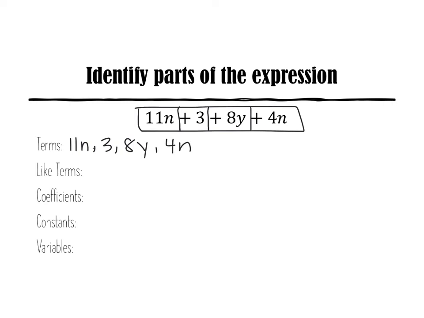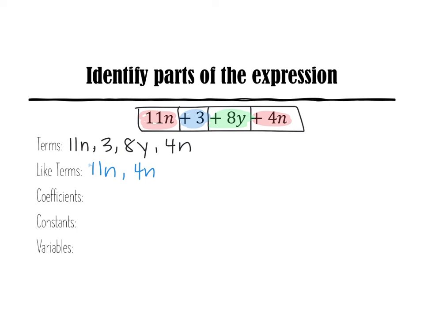For my like terms, remember they have to have the same letter or no letter at all. So I do have an 11n and a 4n, so those would be like terms. And then my 3 has nothing else that is similar to it, so he's actually solo. And my 8y, same thing, there's no other y's, so that guy's actually solo as well. So my only pair of like terms I have are my 11n and my 4n.